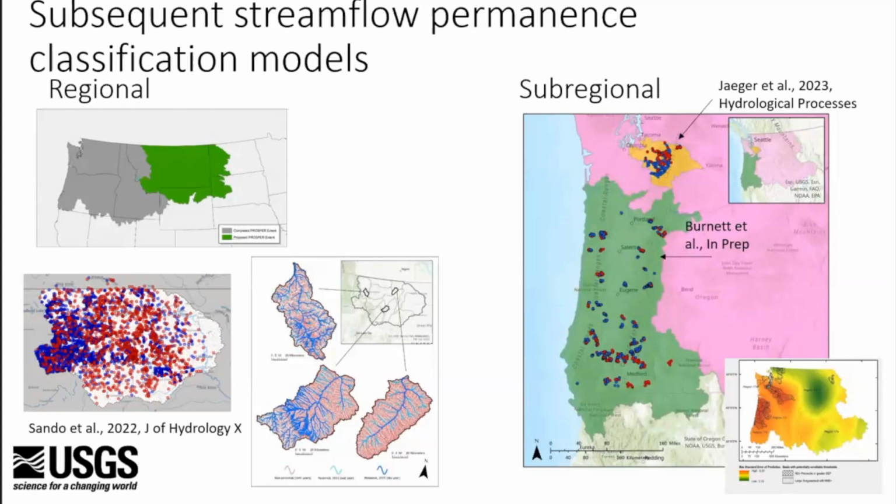The Pacific Northwest is PROSPER Pacific Northwest, and then PROSPER Upper Missouri. Side note, we first were going to call it the HIP tool for headwaters intermittency prediction, but that didn't stick. So we went with PROSPER. The USGS really likes acronyms. Okay, but that's just a side note.